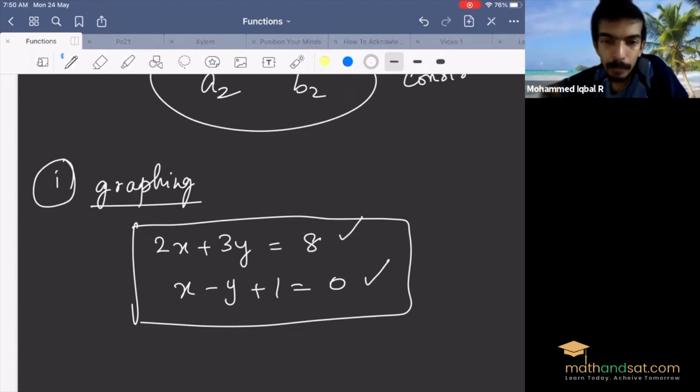Others, can you just plot? I'm not looking at algebraic solutions, okay? I don't want you to do any algebraic manipulations. I don't want you to do elimination, substitution, or any other method. I just want you to plot the graph and get the solution. For that, you can use a graphing paper, graphing calculator, graphing software. Anything is possible, whatever you have with you. You just have to plug the equation into the calculator.